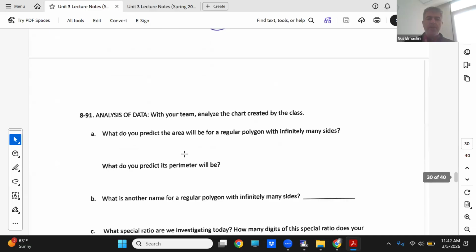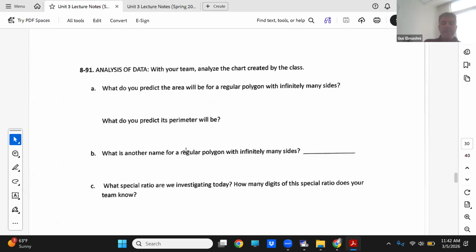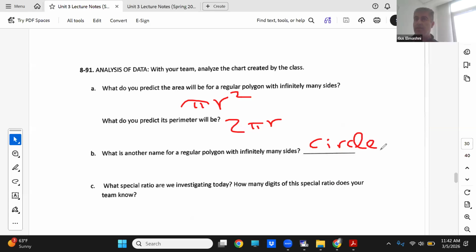All right. So now, analysis of your data. What do you predict the area will be for a regular polygon with infinitely many sides? Well, now we know, pi r squared. What do you predict its perimeter will be? 2 pi r. Wasn't there a name for a regular polygon with many sides? A circle. So you see the connection now with circles and polygons. So hopefully this all makes sense now. I can go through this quickly because we did a lot of the hard work earlier on.